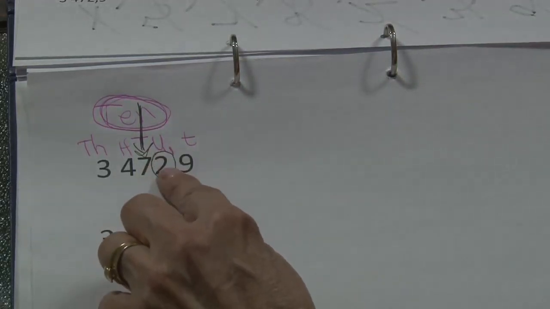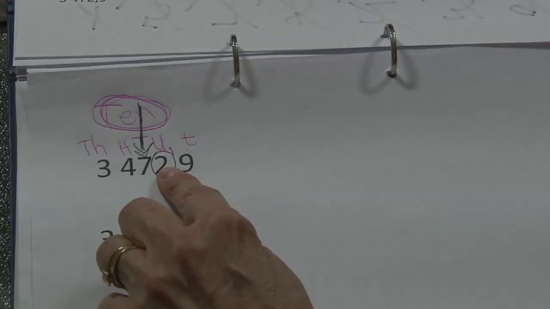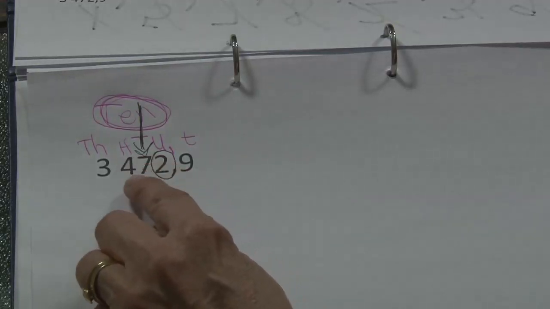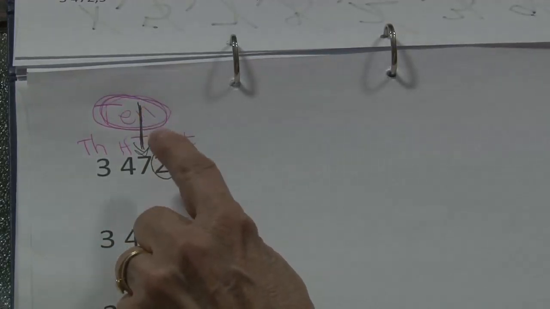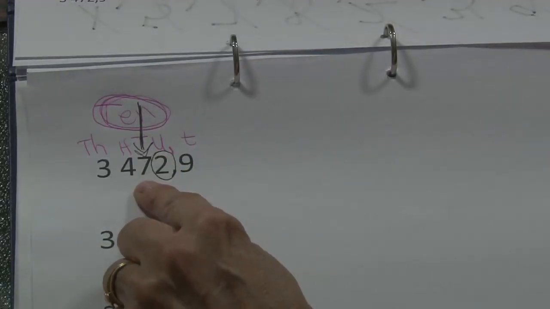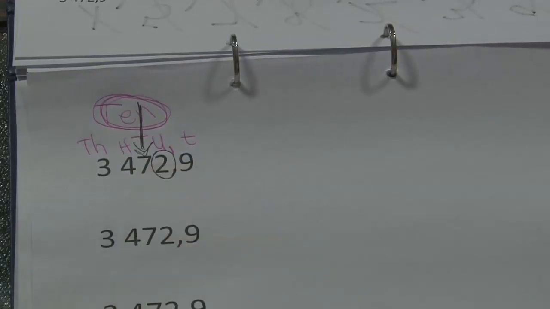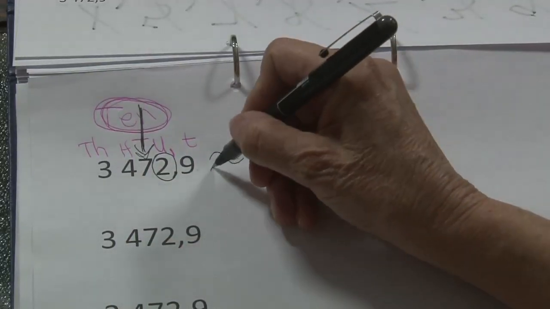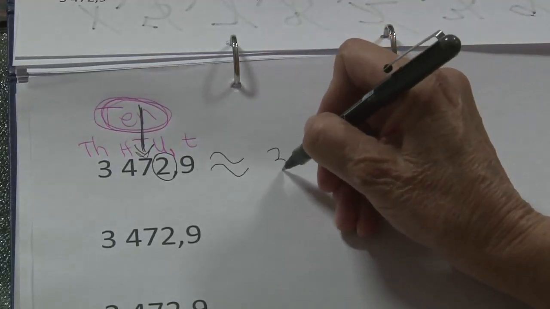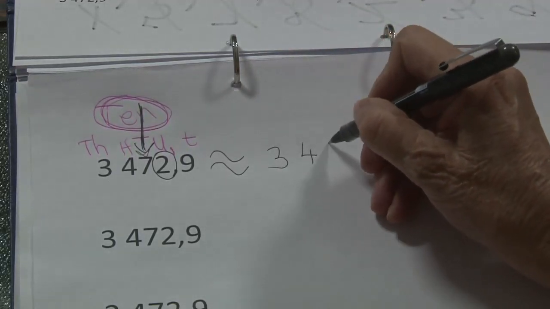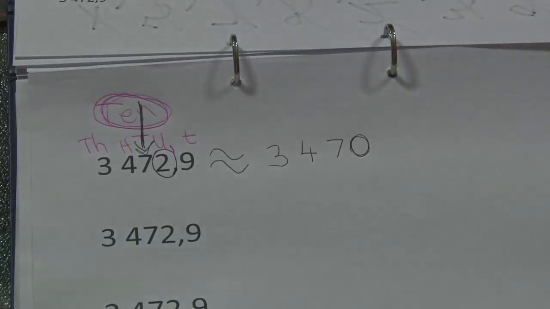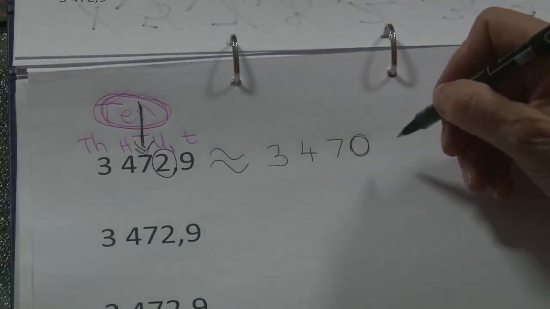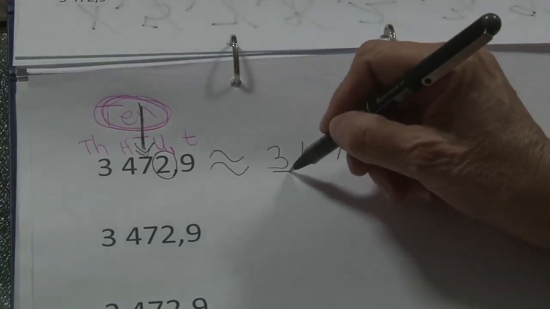If the number, in this case it's 2, is less than 5, 7 will stay 7. But say for instance the 2 was a 5, then the 7 would have changed to an 8. But in this case it's only 2. You use your rounding off sign and you use the number, it's 3,470, and the 9 changes to a 0. You can put in this, but this is fine.